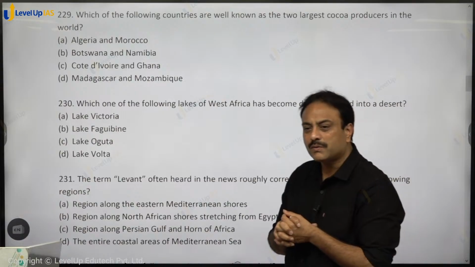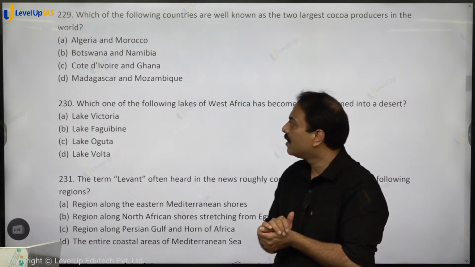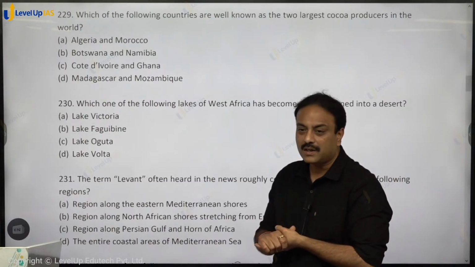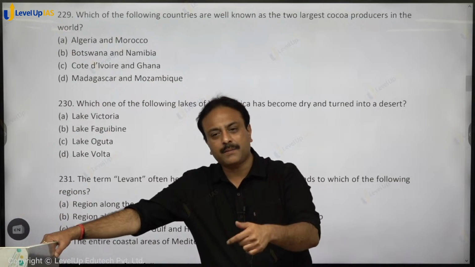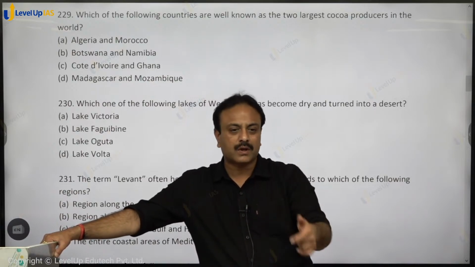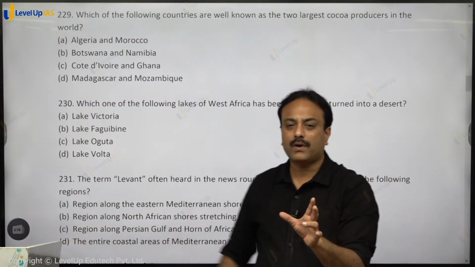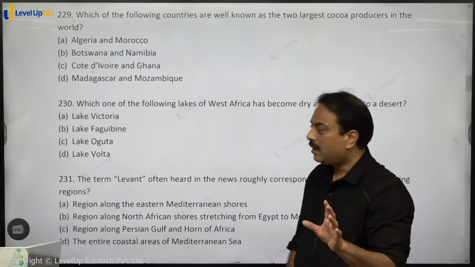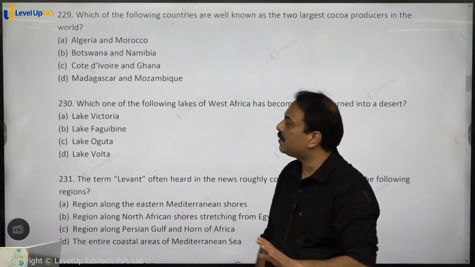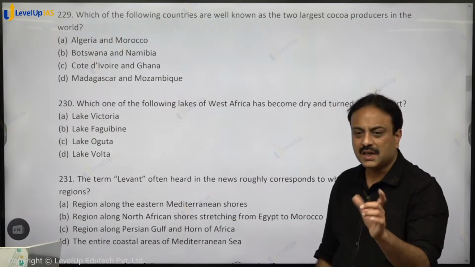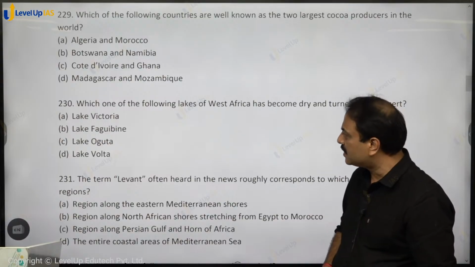Botswana and Namibia. Botswana, we discussed just now, is known for diamond, uranium. Namibia, uranium, thorium. Cote d'Ivoire, Ghana. Starting from Cameroon, Nigeria, Benin, Togo, Ghana, Cote d'Ivoire, Liberia, Sierra Leone, all these Gulf of Guinea countries are known for production of cocoa. Out east, Cote d'Ivoire and Ghana are known for almost more than 70% of world cocoa production. I am not sure on that 70%, but for maximum cocoa production, option C for cat will be the right answer.